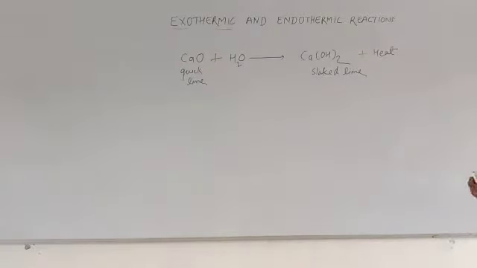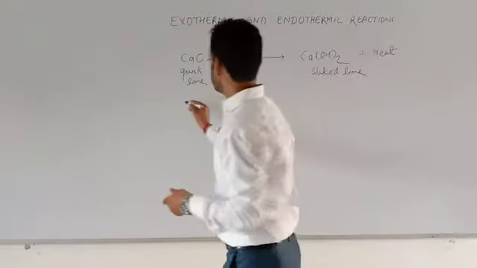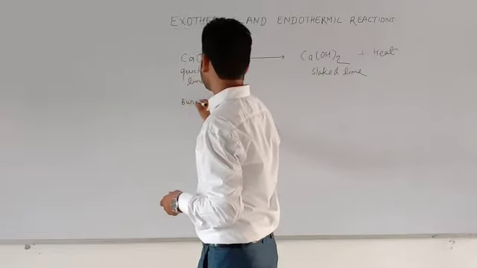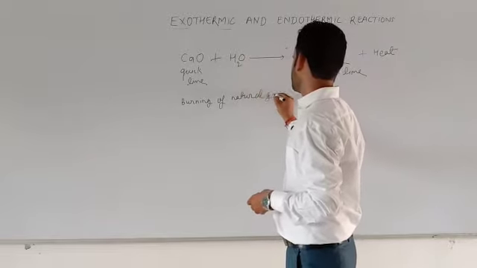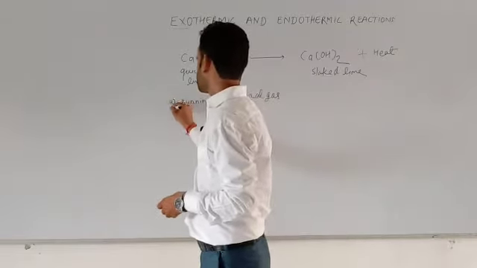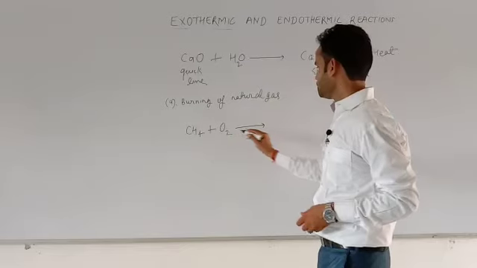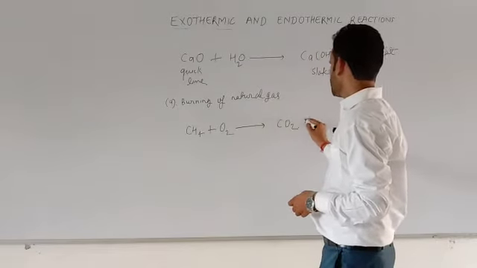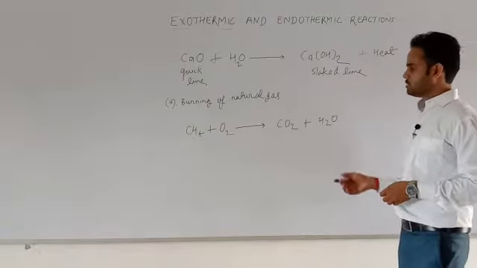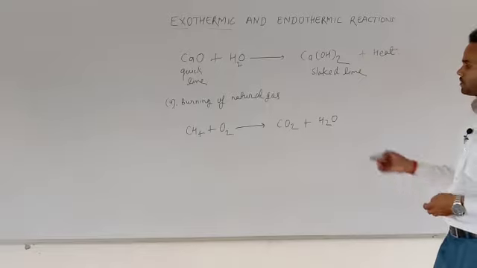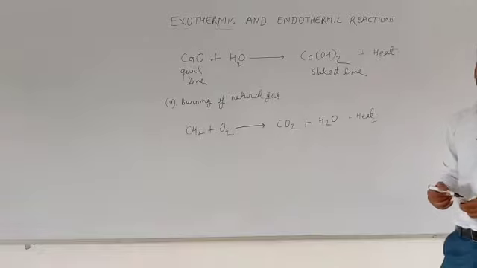We can add some more examples of exothermic reactions, like burning of natural gas. If I talk about methane, CH4, with O2, it forms CO2 plus H2O. You can see in this reaction heat is also evolved along with the formation of product. So you can write heat over here. This is also a type of exothermic reaction.